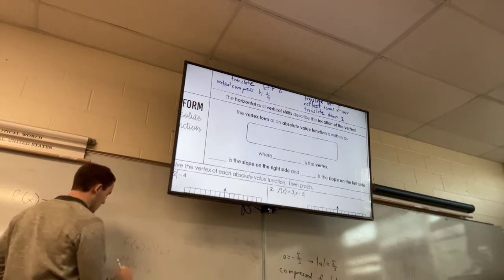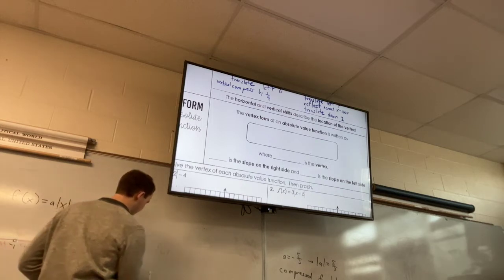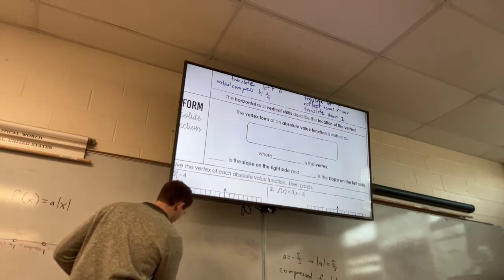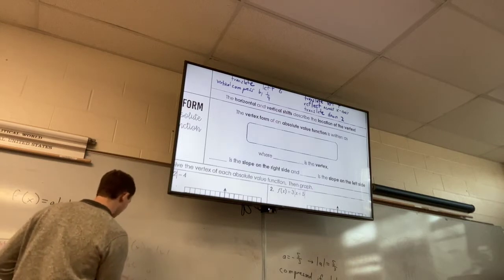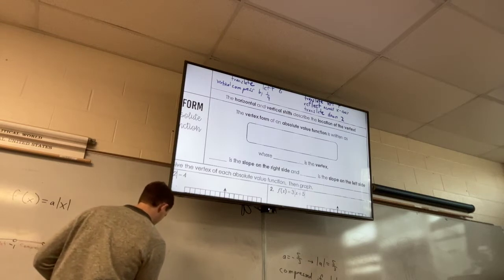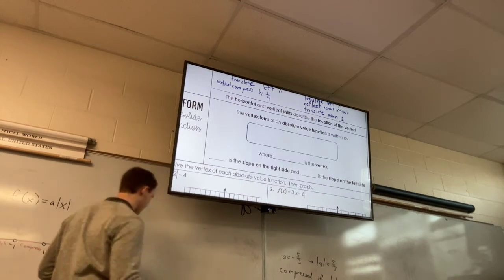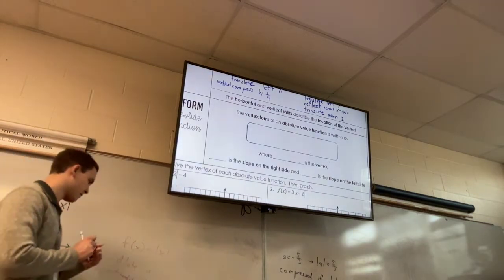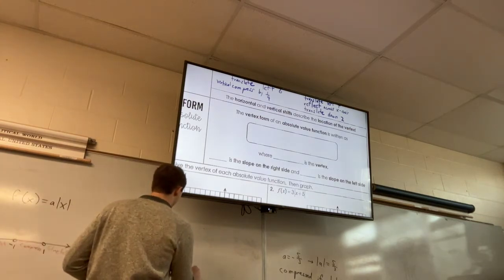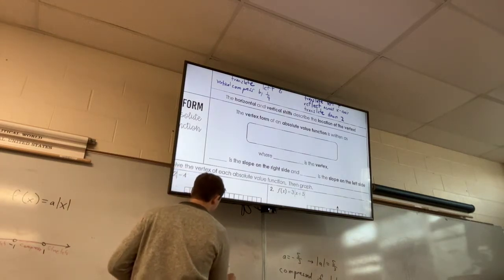We're going to translate left/right by some unspecified amount H, and then we're going to translate up and down by some unspecified amount K. And then we reflect based on whether A is negative or positive. Reflect if A is less than 0, okay?